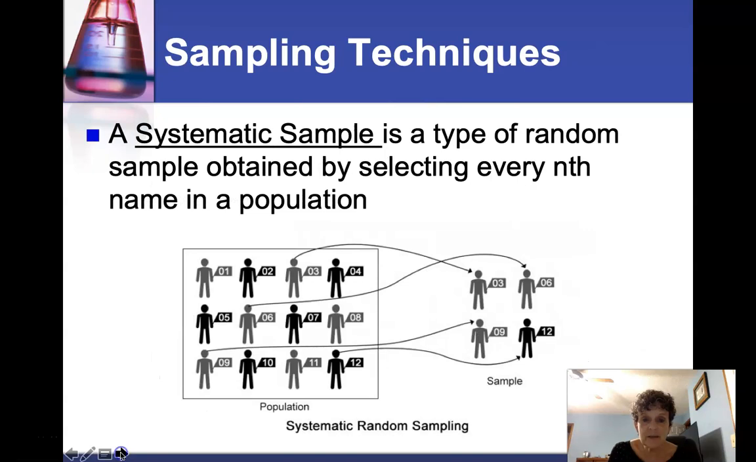Then we also have what's called a systematic sample, and it's a kind of random sample, but what they do is they select every nth number. So they decide, I'm going to go by 3s, as in this example, or maybe I'm going to go by 5s, dependent upon how big your sample is. But it's another way just to pick every particular number that's in your entire sample.